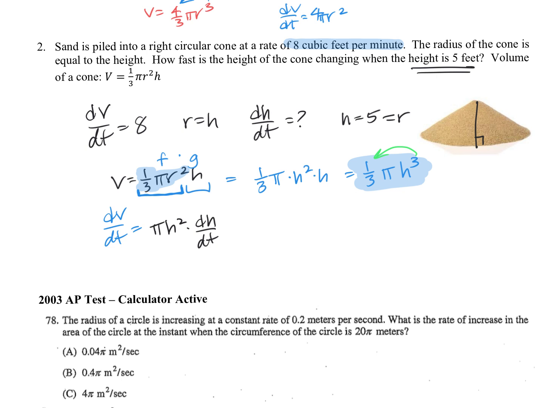Like pi r squared? Yeah. Now can we do some plug and chug? Do we know what dV dt is? Yeah, it's 8. Pi is going to stay pi. What do we know that h is at this moment? 5. H is 5. I'm going to square that, times dh dt. I don't know what dh dt is. That's what we're solving for, so I'm going to leave it as dh dt.